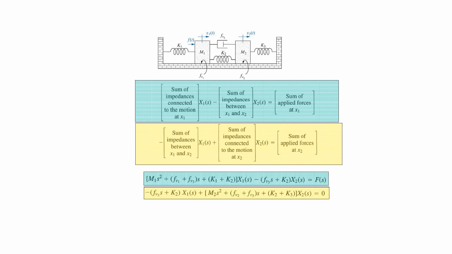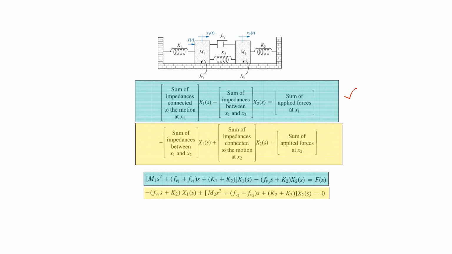Now we can find the equations of motion by using this observation-based method. For the first equation of motion for the mass m1, we can add all of the impedances connected to the motion at x1 and multiply it with x1 here, and then we will add all of the impedances between x1 and x2 and multiply it with x2, and all of these terms will appear with a negative sign, and on the other side is the sum of all the applied forces at x1.